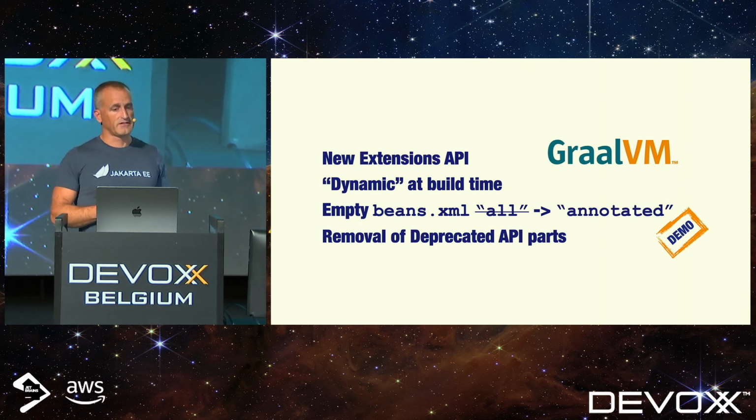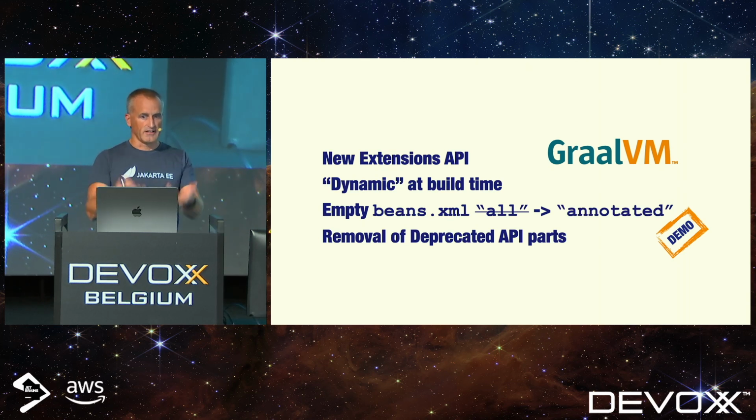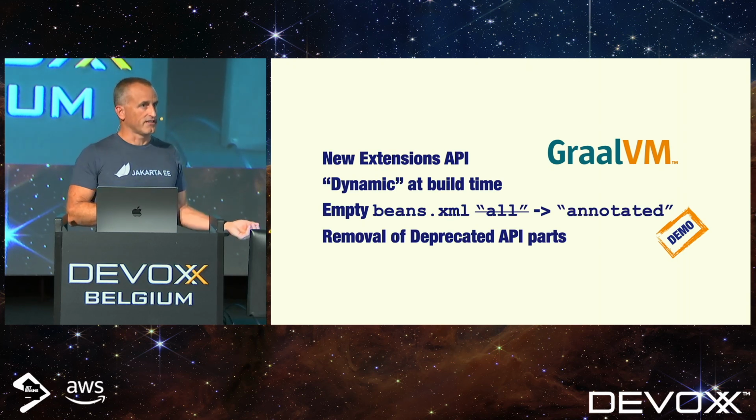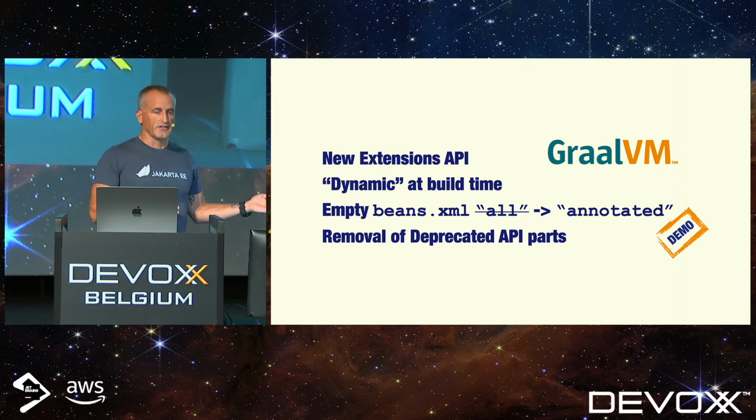And to do that, they had to create a new extensions API, because the old portable extensions are usually discovered when the server starts or the application starts, and you scan for annotations and it discovers, and it's very dynamic. So they've created a new build-compatible extensions API that you can use, and the build tools will discover it.